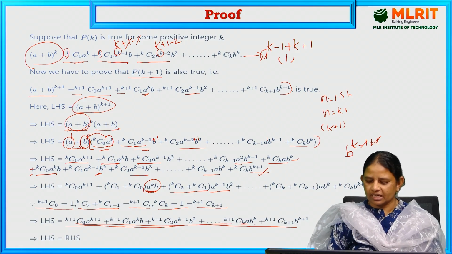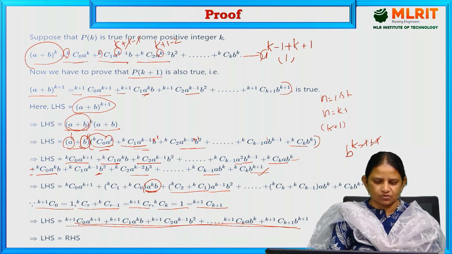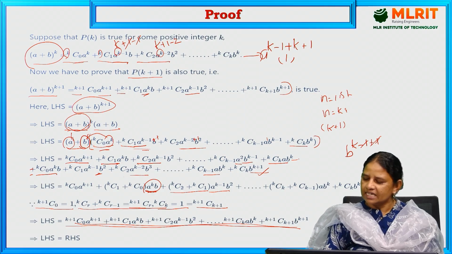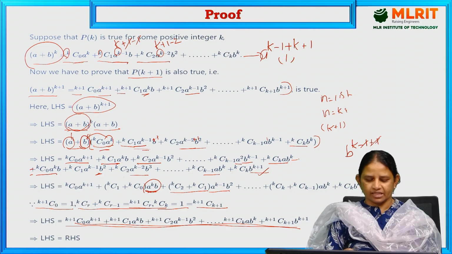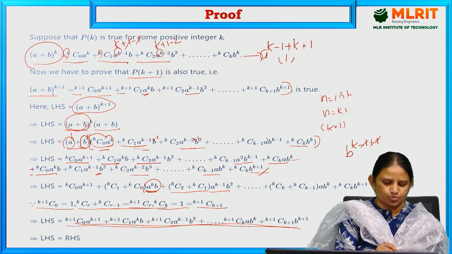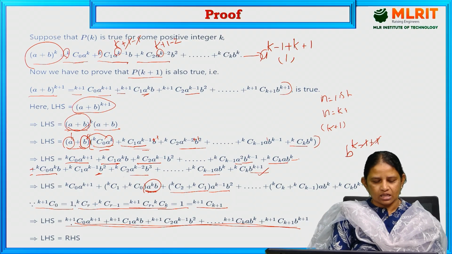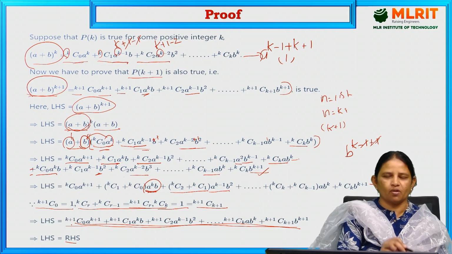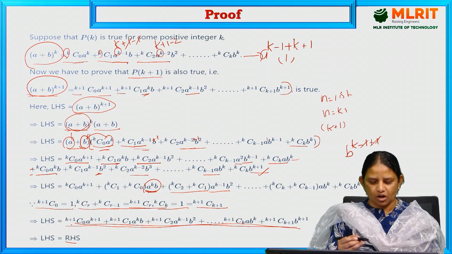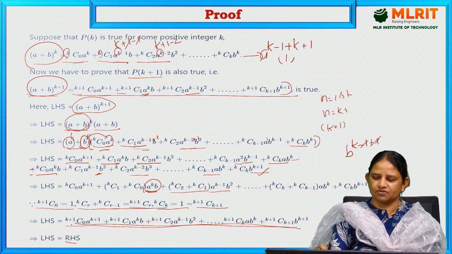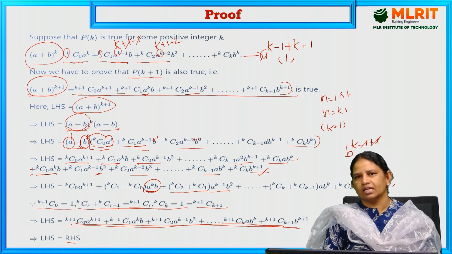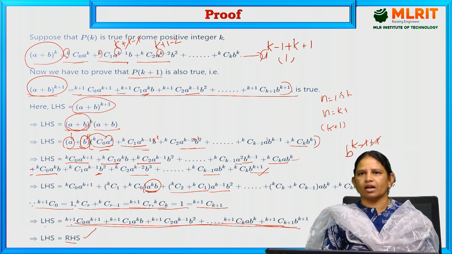Then we are going to get the remaining terms in the expansion: k plus 1 c naught a to the power of k plus 1, k plus 1 c1 a to the power of k, because we have to substitute all these values in this second equation. The remaining terms in the expansion are these. So the RHS is a plus b whole to the power of k plus 1, and the LHS is a plus b whole to the power of k plus 1. It is true because LHS is equal to RHS, then automatically the binomial theorem is proved.